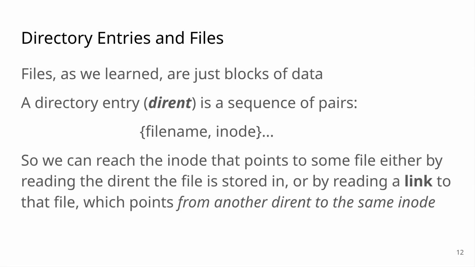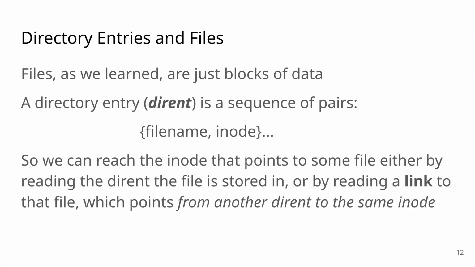So to reach the inode that points to some file, we read the directory entry in which the file is stored, as we say here. For example, we find the file name and we see the inode that it has, or there could be links to that file, and in this case I actually mean hard links. I will explain the difference between a hard and a soft link in a bit, but there are other directory entries that might have links to the same inode.